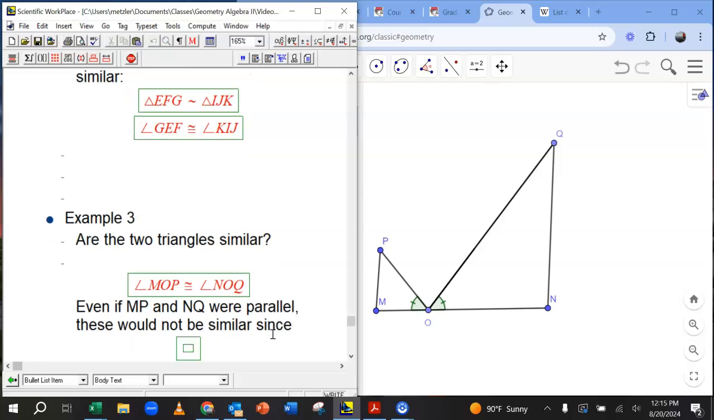since angle OMP is not congruent to angle NOQ. Okay, and as soon as you have the angles not being congruent, then you're toast. And so even if things just at a glance may look like it works out, you have to be really careful. We were just given one angle pair, and that's not enough to conclude similarity.